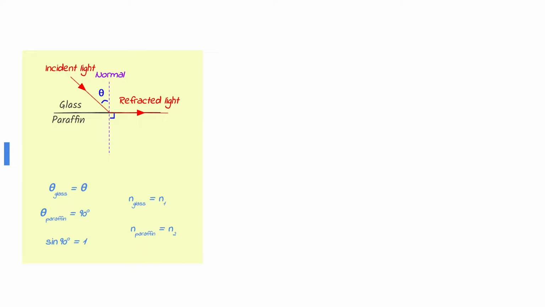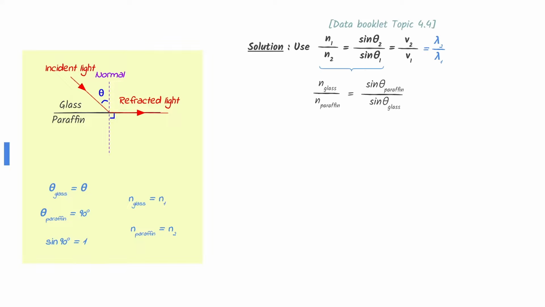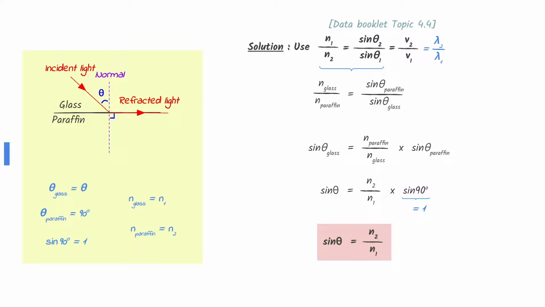Here is a diagram of light traveling from glass to paraffin at critical angle. We know that the angle of incidence is the critical angle since the angle of refraction is 90 degrees. The refracted ray traveled on the boundary between the glass and the paraffin. Use the equation given in the data booklet to solve this question. Rearrange, put in the values, and simplify to find your answer.